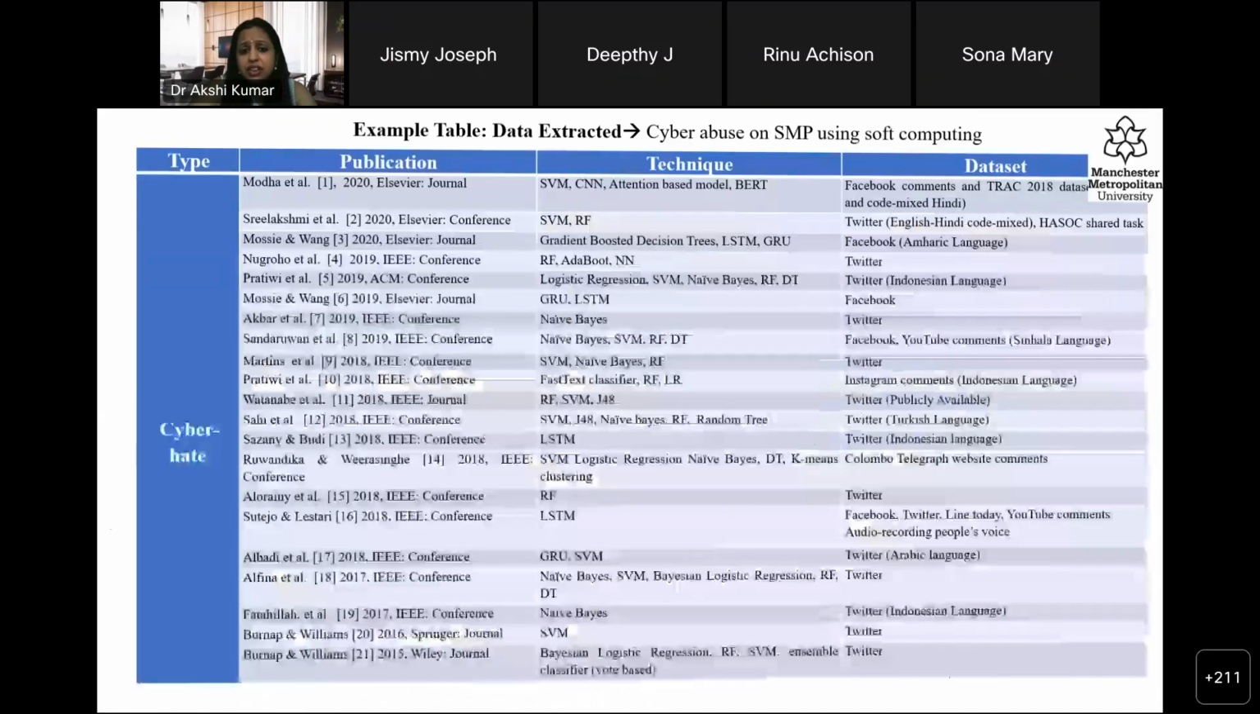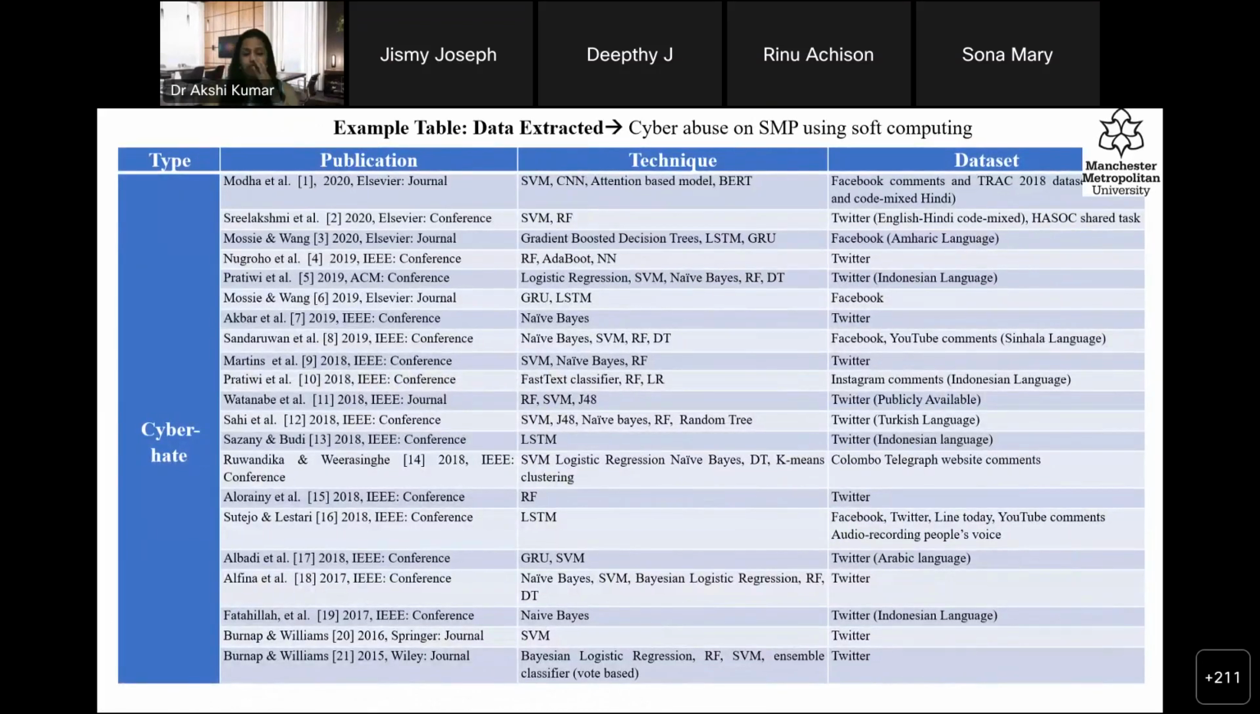So this is a sample of the data extraction table, for cyber abuse on social media platforms using soft computing techniques. What we did was, in the first table, if you remember, we had author, publication, and year as 3 different columns. Here we combined them into one column. It's just a way of presenting the table, where you put the author, year, publication, and whether it is a journal paper or a conference paper. Then what technique they used in the paper, and which data set they have used.